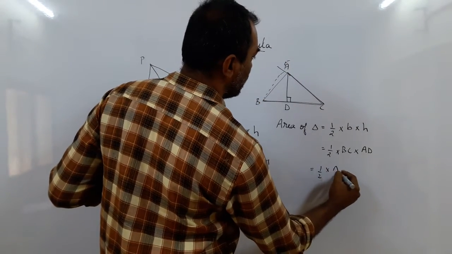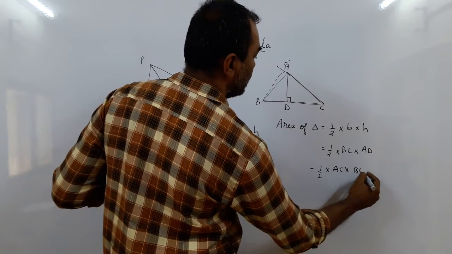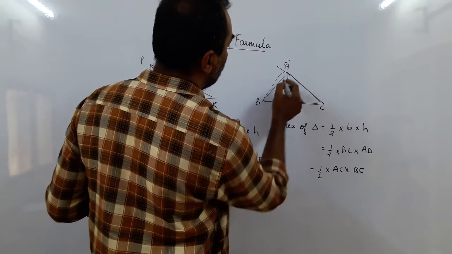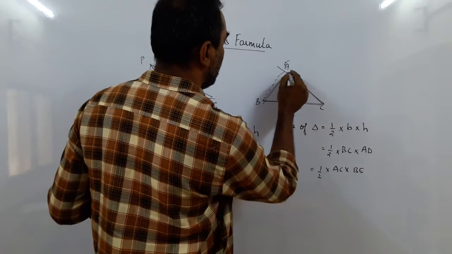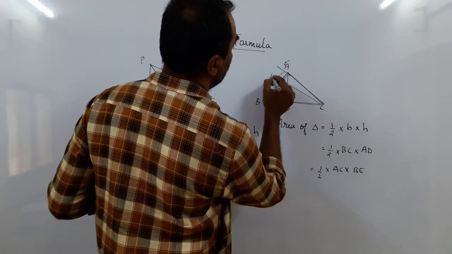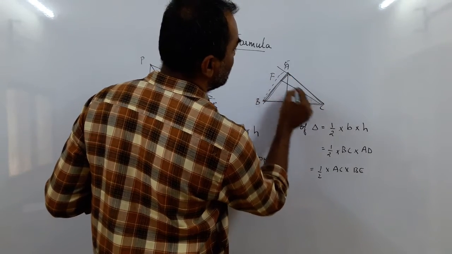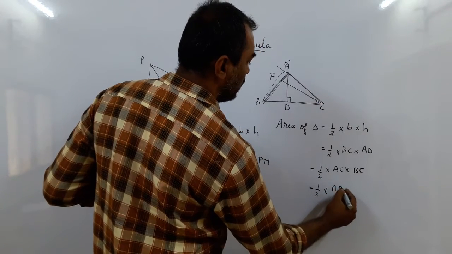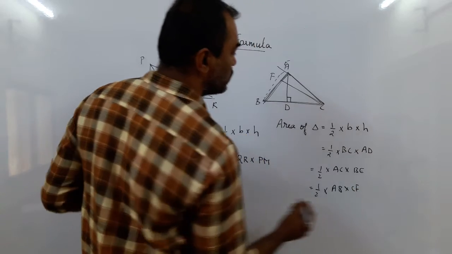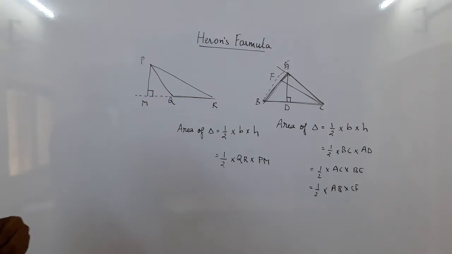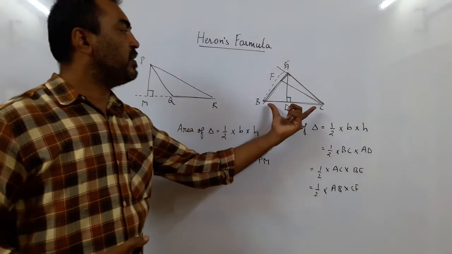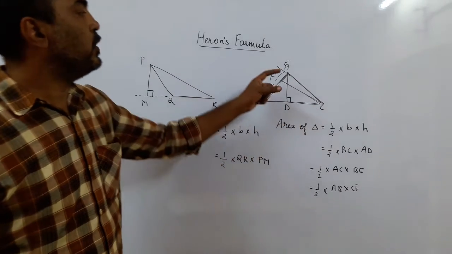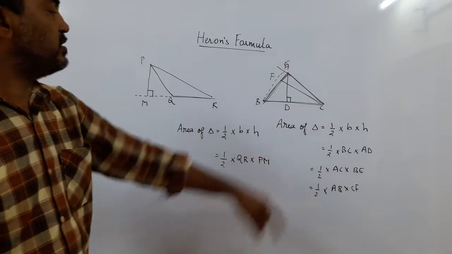So it will be half into AC into BE. I can even take AB as the base, then CF is the altitude. So I can even write half into AB into CF. So to find the area of the triangle, any one side can be taken as the base and the perpendicular from the opposite vertex can be taken as the altitude.